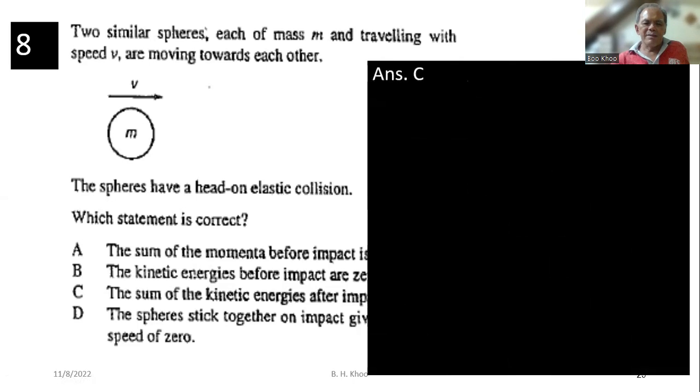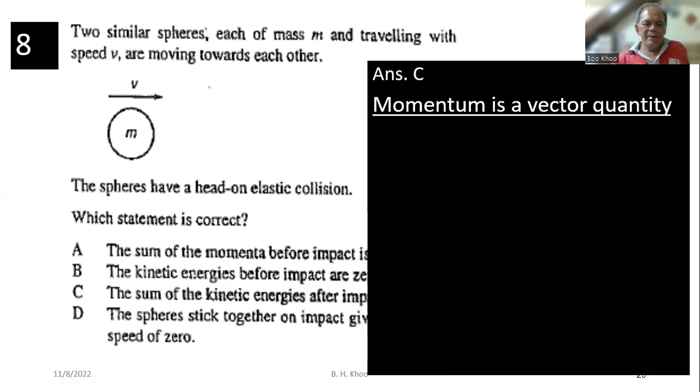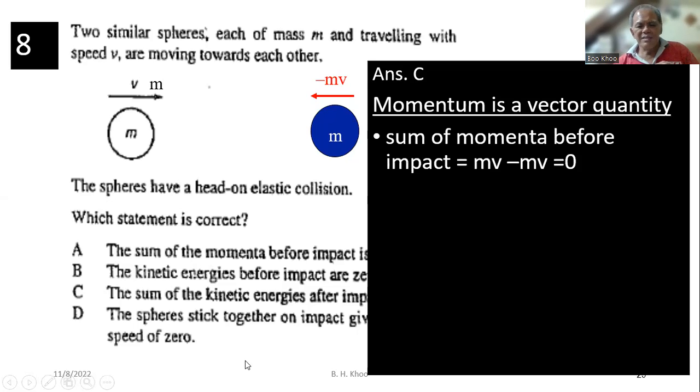Remember, momentum is a vector quantity. So the momentum is mv for this one, and minus mv for the other. To the right is positive, so this will be to the left, negative. So the subtraction is 0, so it cannot be this one. The sum of momenta before impact, mv minus mv, equals 0.